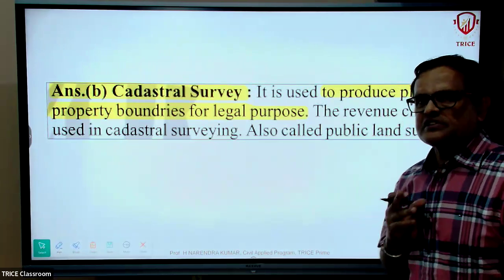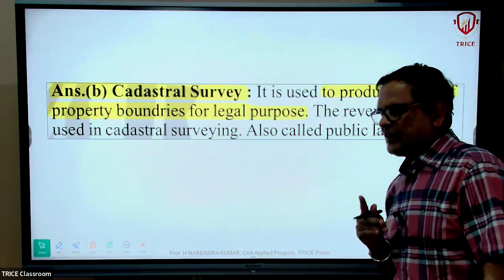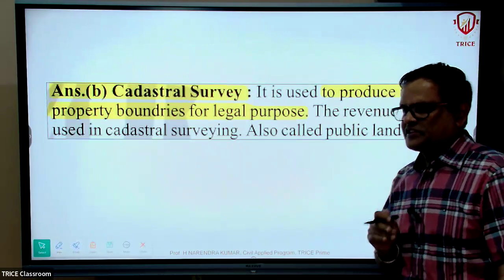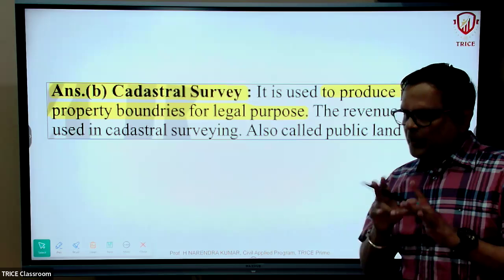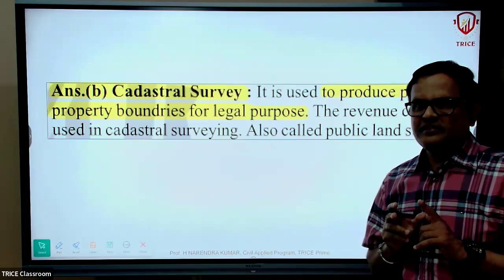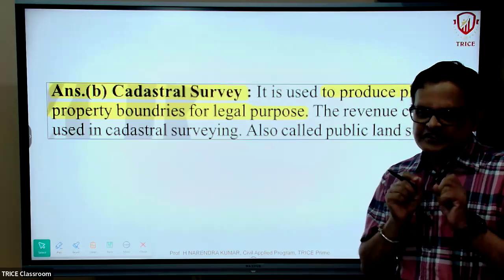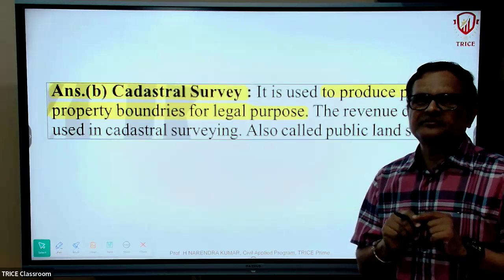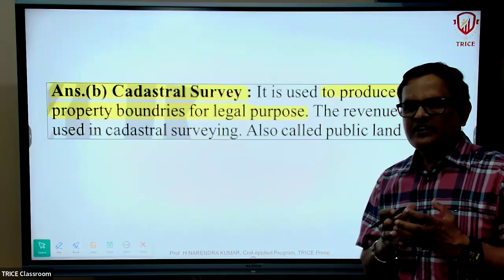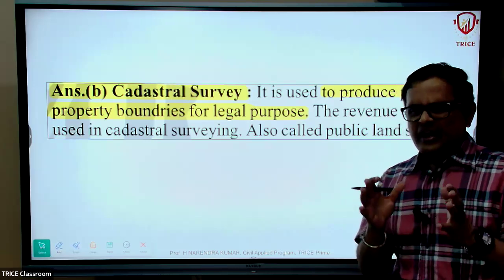Answer B. It is used to produce plans of property boundaries for legal purposes. For example, if you own a 30-40 site or 40-60 site in Bangalore, boundaries are demarcated, is it not? So that you can claim this is my property, and it is numbered. All these things come under cadastral surveying, the boundary of any area.